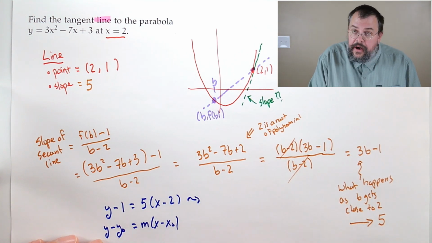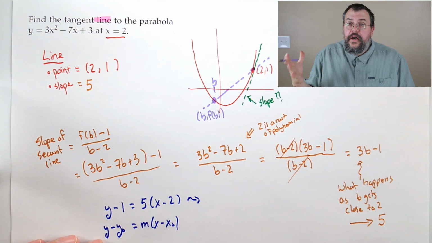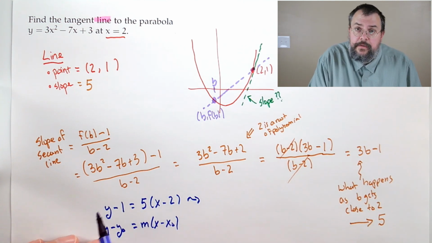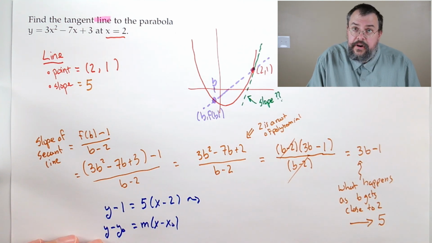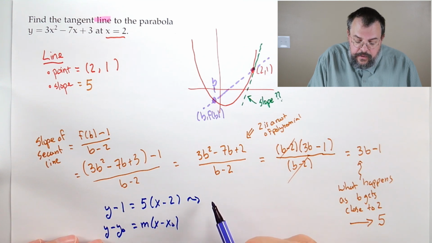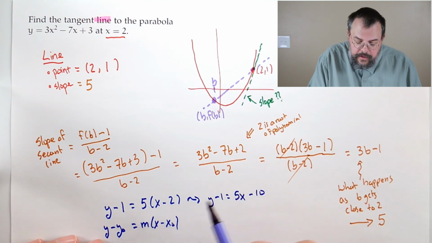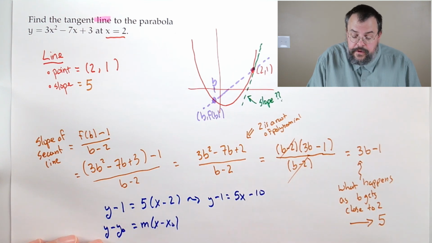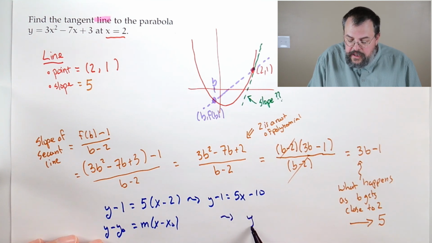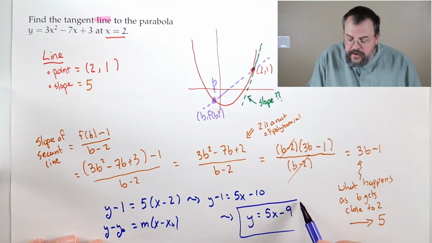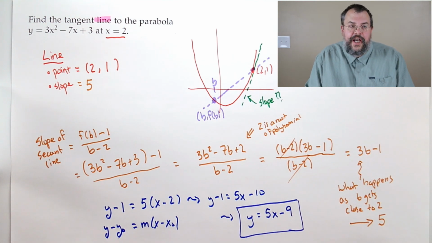So let's clean this up. Now, I will say, if not specified, that's a perfectly valid way to leave an answer. But we can go ahead and clean up a little bit more. So we can say that y minus 1 is equal to 5 times x minus 2, which is 5x minus 10. So in other words, I'm multiplying that 5 through. I'll move the 1 across. So we get that y is equal to 5x minus 9. And there we go. That's our tangent line.